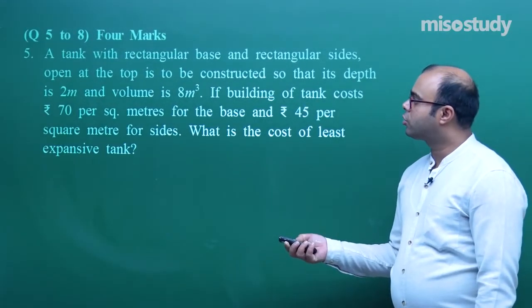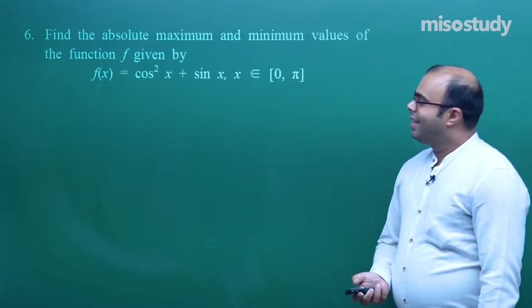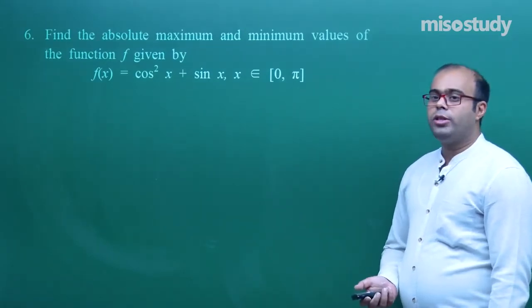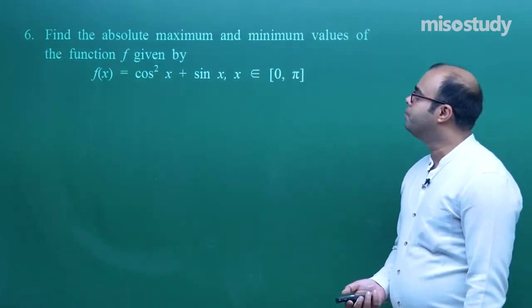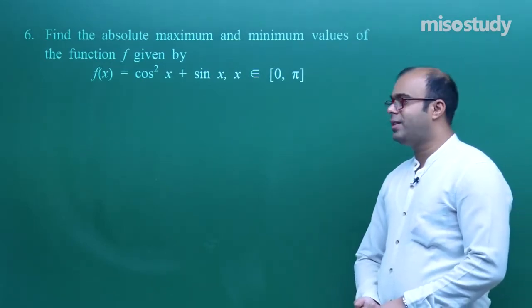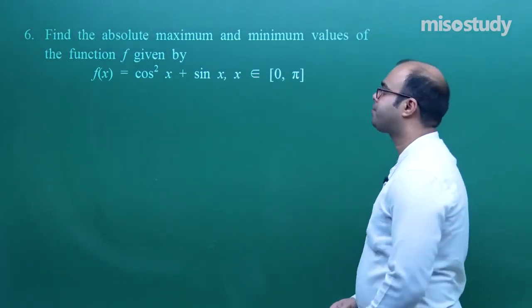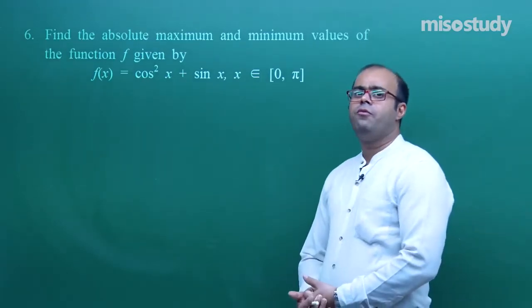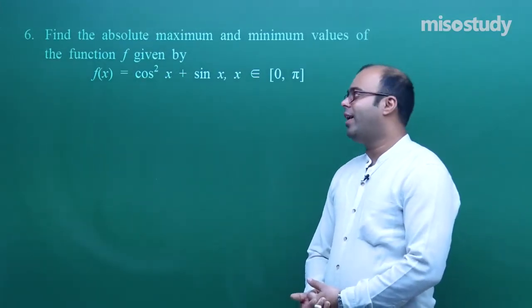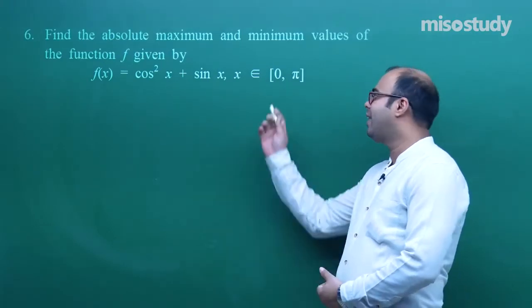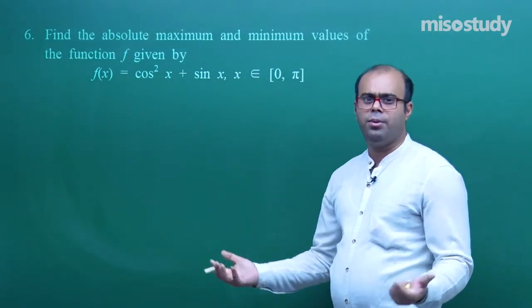Let us move on to the next question. In this question, students, they are asking about the absolute maximum and minimum value. The function is cos square x plus sin x, where x is between 0 and pi, both included. For absolute, what we do? We find the critical points, we find the value at the critical points as well as the end points, and see the maximum and minimum value.